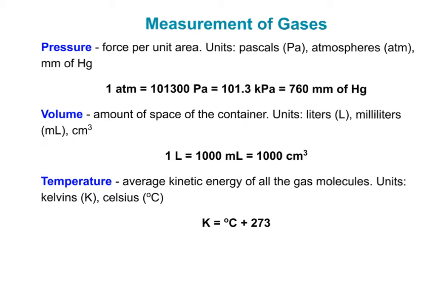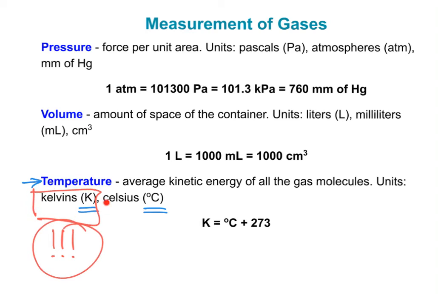Now, temperature. Temperature is the amount of average kinetic energy of all the gas molecules. The units of temperature in science are kelvins or degrees Celsius. But here's the warning. When you will be doing any calculations that involve gases, the temperature must be in kelvins. Even if the temperature is given to you in degrees Celsius, you must convert it into kelvins before you do any kind of calculations that involve gases. This formula of conversion between kelvins and degrees Celsius can be found at the back of your reference table.